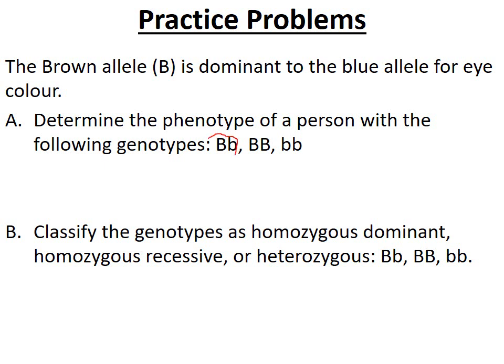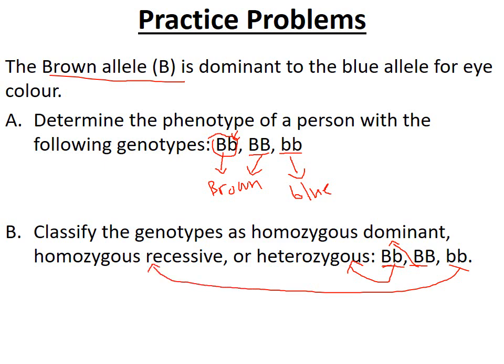So we have big B, little b. We told you that the brown allele is dominant, so this person's phenotype would be brown eyes, because it's dominant to the blue eye. Big B, big B, homozygous dominant, also brown eyes. Little b, little b is the only way that you can see the recessive, blue eyes. And then you'd have to classify the individuals as homozygous dominant, homozygous recessive, or heterozygous. Remember, hetero means 2 different alleles, so this is our heterozygous one. Homozygous dominant, 2 of the dominant alleles, right there. Homozygous recessive, 2 of the recessive alleles, right there.